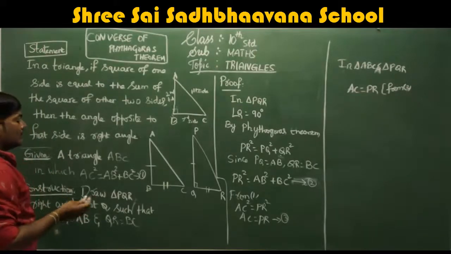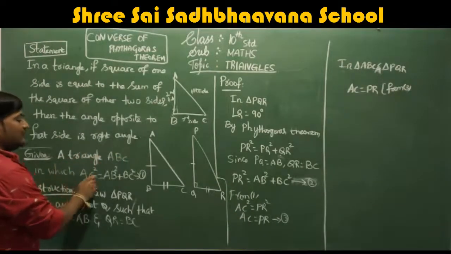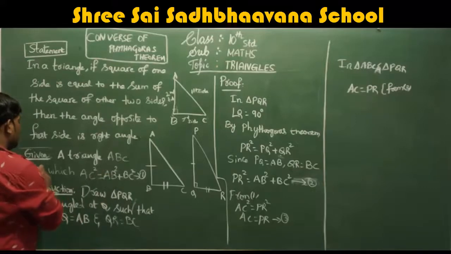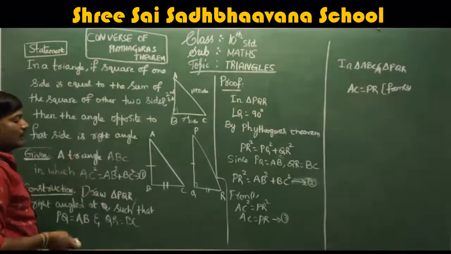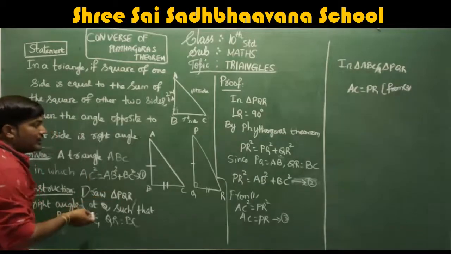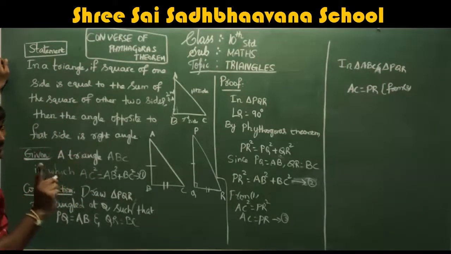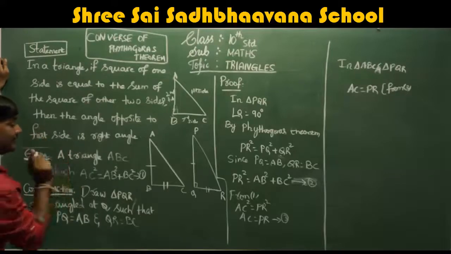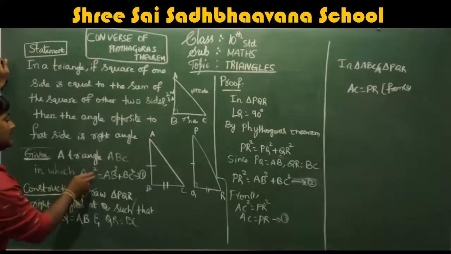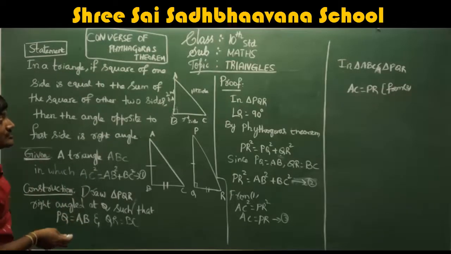What is given? As I told, clearly given a triangle ABC in which AC square is equal to AB square plus BC square. This we will take as equation 1. It means they only gave a triangle. Remember, everywhere you can observe this. In a triangle, they are not telling this is a right angle triangle. They are telling this is a triangle. In a triangle ABC, AC square is equal to AB square plus BC square. That is given.